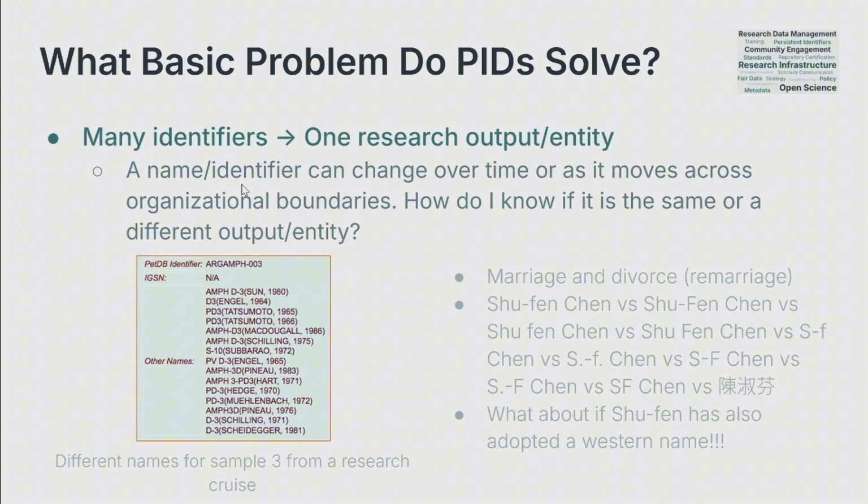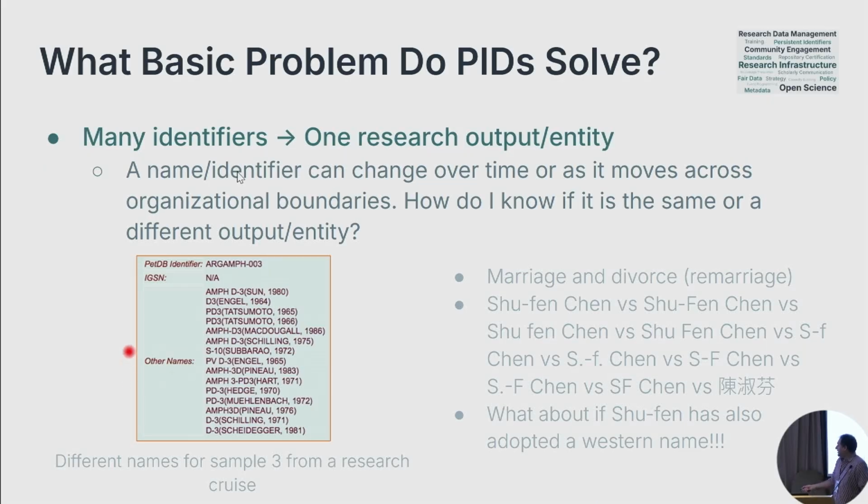It also solves the many-to-one problem. A name or identifier can actually change over time or as a research object moves across organizational boundaries. So how do I know if it's the same thing? How do I know if it's a different thing? Again, a sample could have many, many names, or a person's name could change through marriage. It could change again through divorce. It could change again through remarriage.